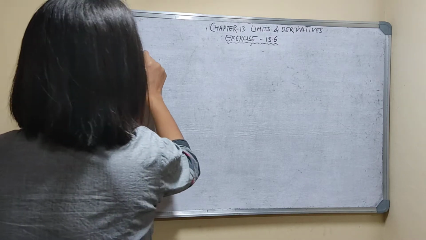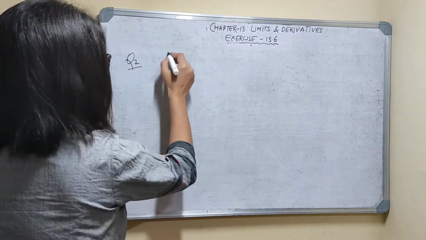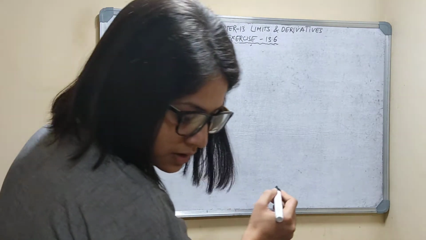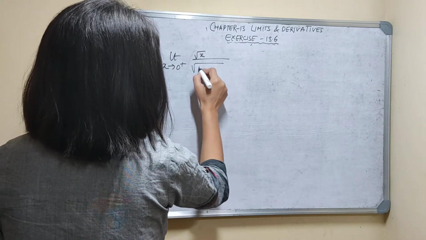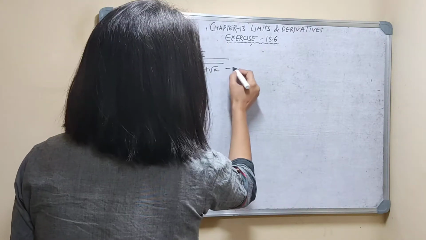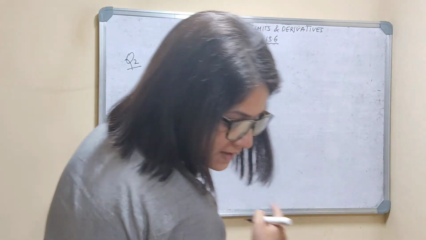Question number 2. Evaluate the limit as x tends to 0 plus of root of x upon root of 16 plus root of x minus 4. What can you say about its left limit when x tends to 0?